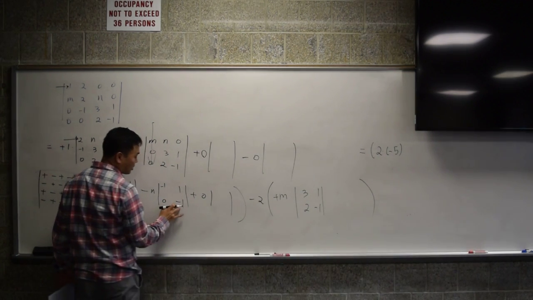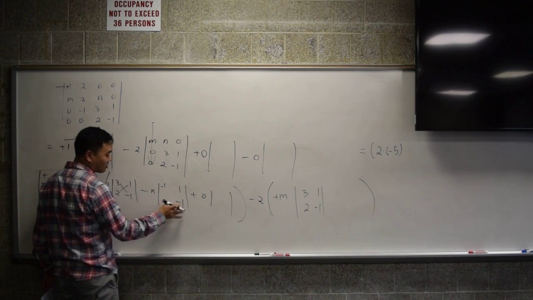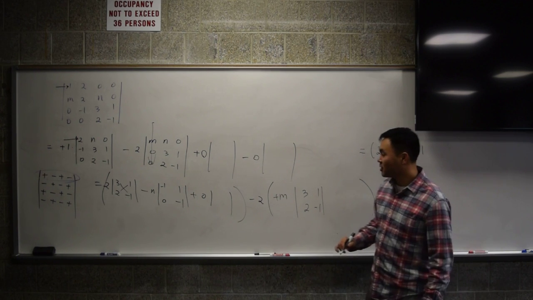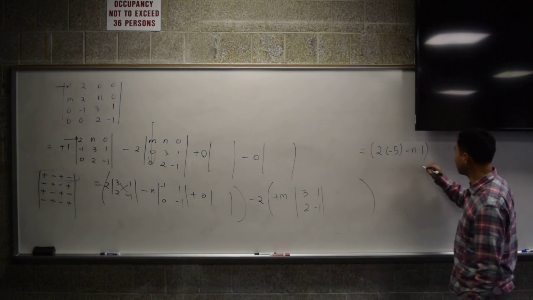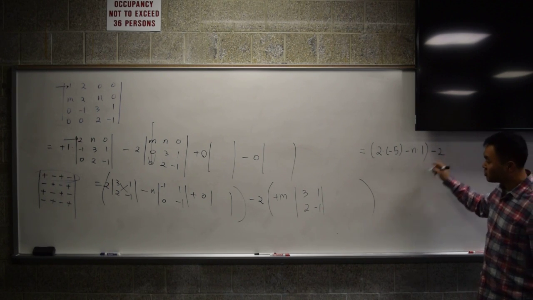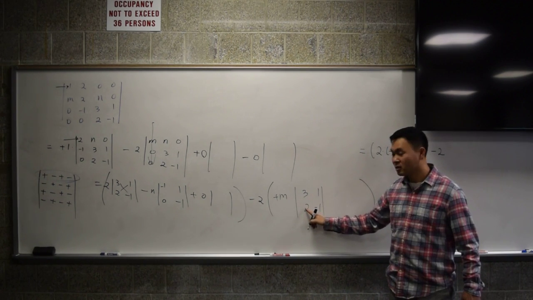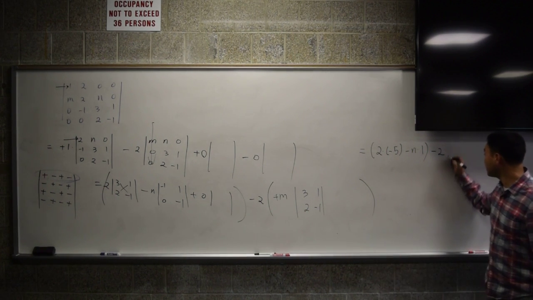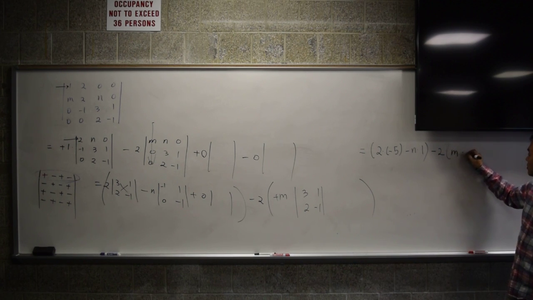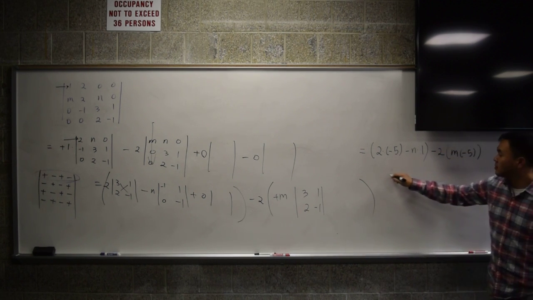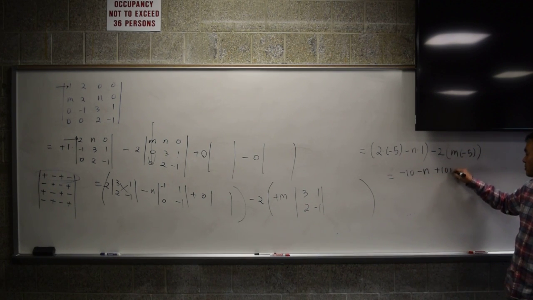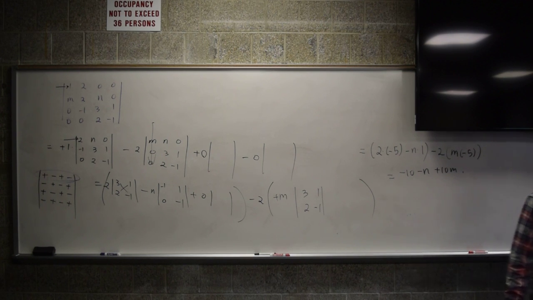Here, negative 1 times negative 1 is positive 1 minus 0, so it's just 1. So negative n times 1. Okay, and then that's 0, so that's gone. Minus 2. Here, negative 3 minus 2 again, so that's negative 5. So m times negative 5. And finally, this is negative 10 minus n plus 10n. So that's how you do the 4 by 4 matrix determinant.